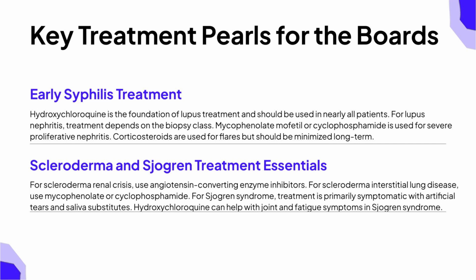For Sjögren's syndrome, the treatment is primarily symptomatic. Artificial tears for dry eyes and saliva substitutes for dry mouth. Hydroxychloroquine can help with the joint pain and fatigue that accompanies Sjögren's syndrome. You can find detailed treatment algorithms in the rheumatology chapters of First Aid and your question bank.